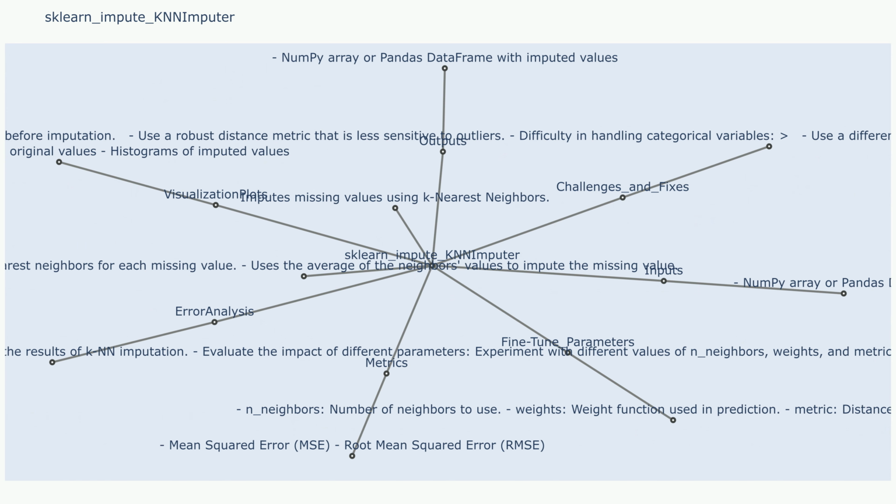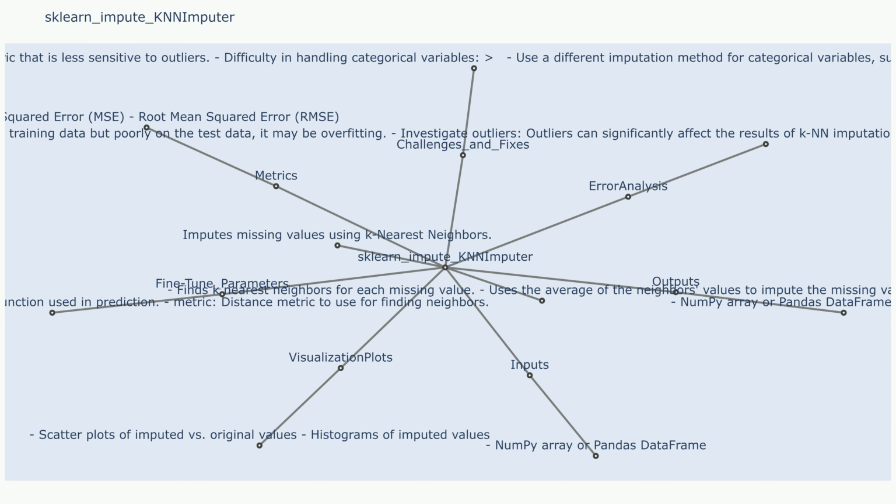Visualization plots: scatter plots. You can visualize the imputed data alongside the original data to see how the imputed values fit within the overall distribution. Histograms: analyze the distribution of the imputed features to understand the impact of the imputation.